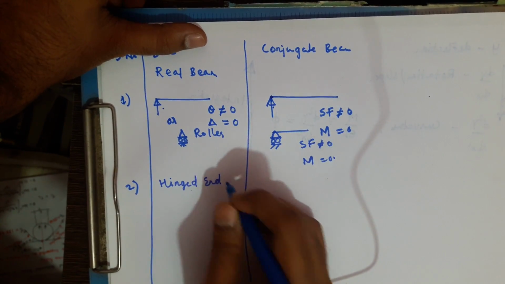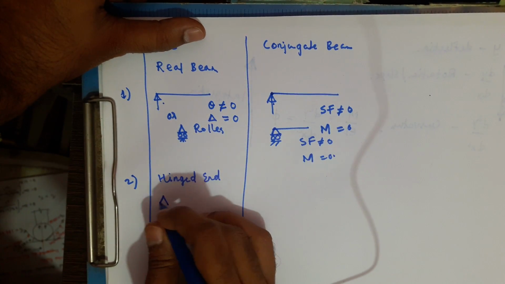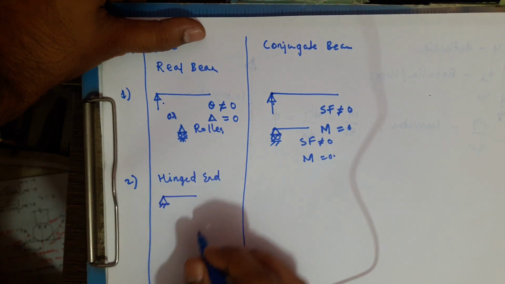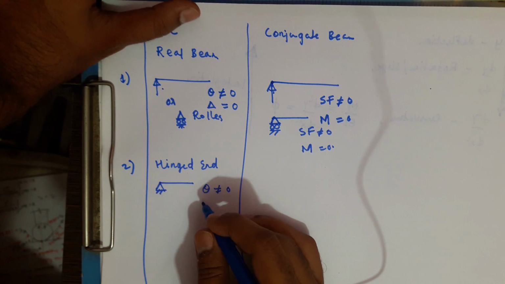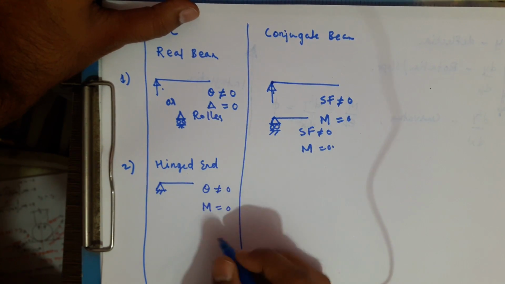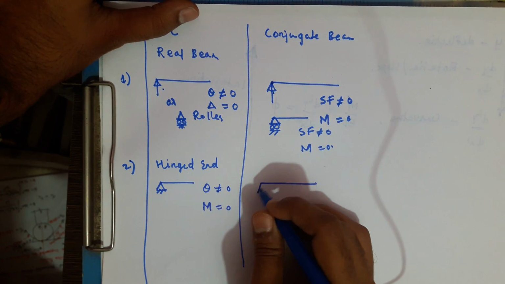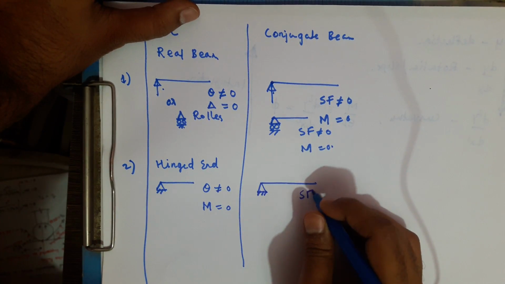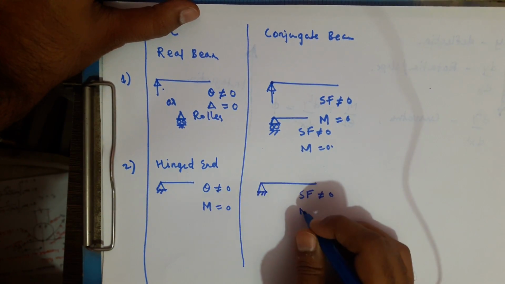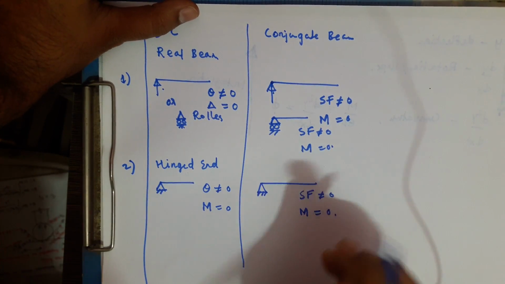Next we have the hinge support, or hinge end. At a hinge end, theta is not equal to 0, but deflection is 0 and bending moment is equal to 0. So here also in the conjugate beam we will have a hinge support, where shear force is not equal to 0, but bending moment is equal to 0.